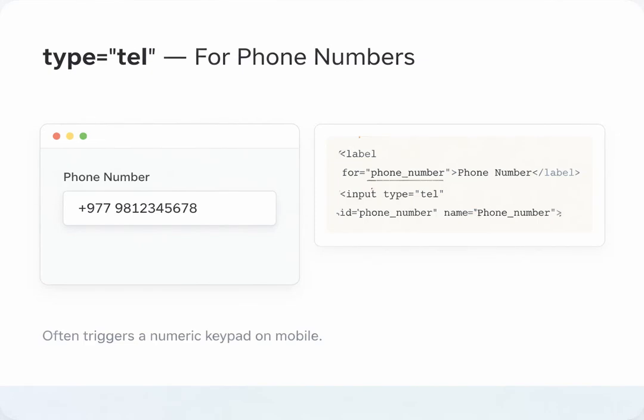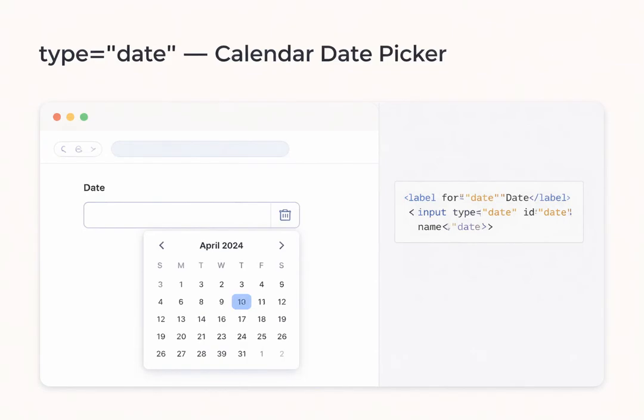For phone numbers, type equals tel is commonly used. It signals that the field is intended for telephone-style input, and on mobile devices, it often brings up a keypad that makes entering numbers easier. For dates, type equals date is very useful because it can show a calendar picker. Instead of forcing the user to type a date format manually, the browser can provide a full calendar interface, which reduces mistakes.